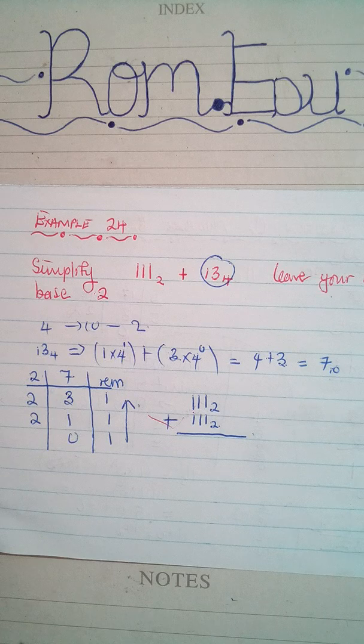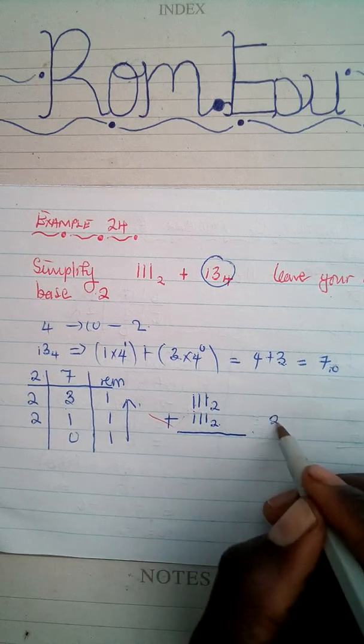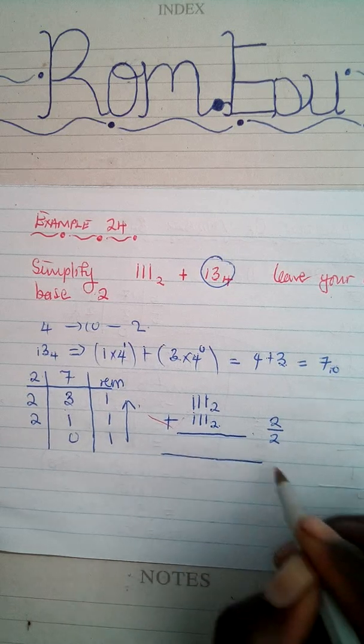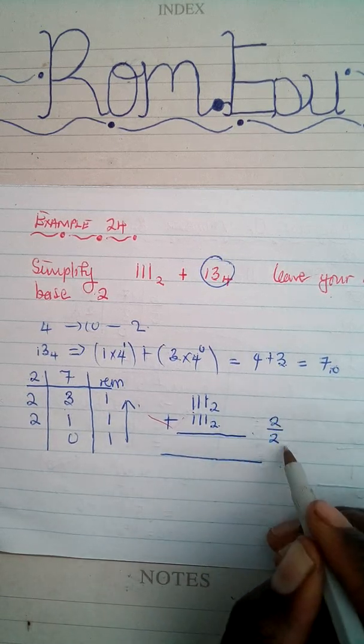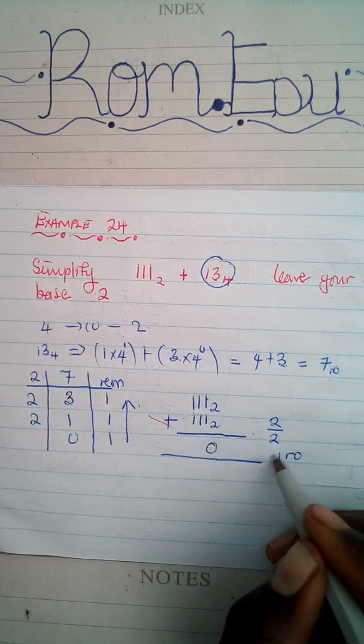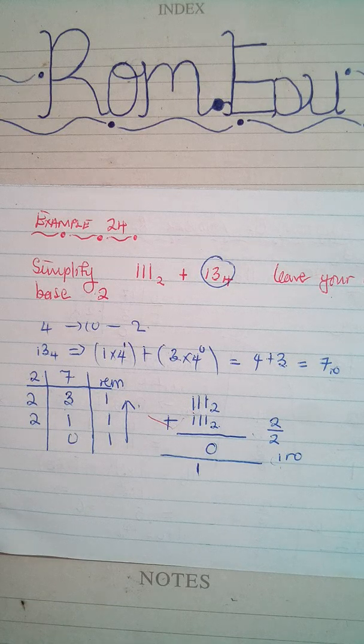Now let's add 1 plus 1, that's 2, right? Then I divide by the base. 2 into 2 is 1, remainder 0. So I write the remainder, then I carry what actually was the number 2 goes into 2, right?